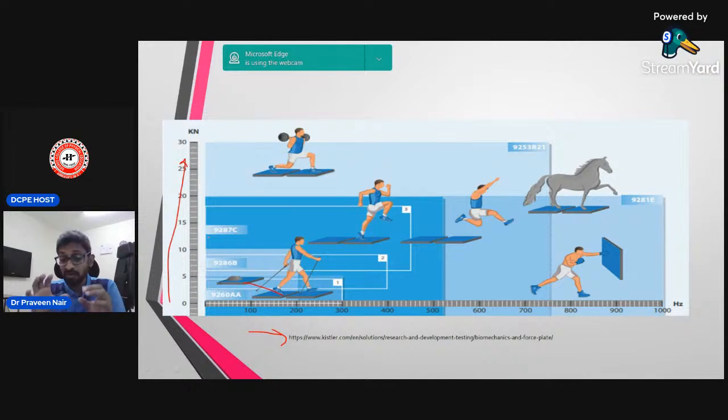So always go for a force plate which gives you force in three directions, because in balance based studies, you need a force plate which gives you forces in three directions, because based on that only the center of pressure displacement, center of pressure sway velocity is calculated, the sway range, the Romberg quotient is calculated.